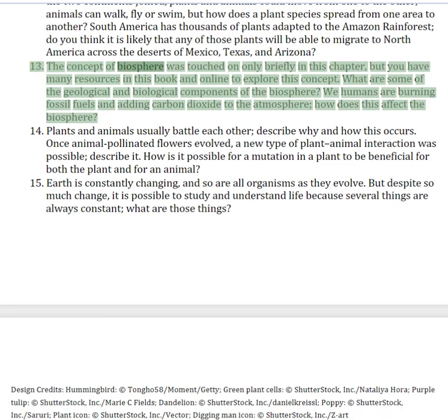13. The concept of biosphere was touched on only briefly in this chapter, but you have many resources in this book and online to explore this concept. What are some of the geological and biological components of the biosphere? We humans are burning fossil fuels and adding carbon dioxide to the atmosphere. How does this affect the biosphere?